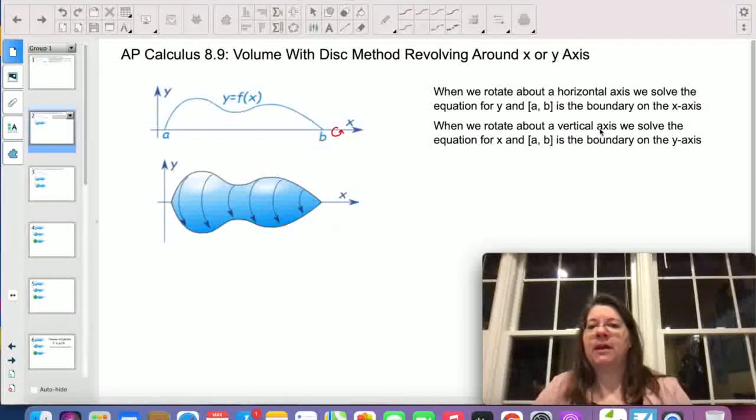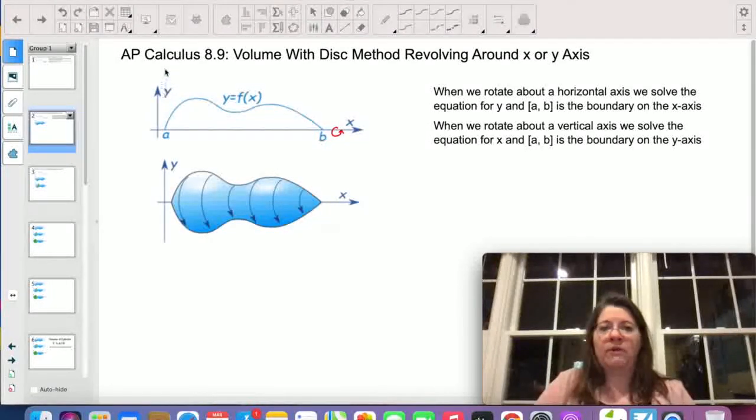If we rotate about a vertical axis like the y-axis or something like the line x equals 2 or the line x equals -1, then we are going to solve the equation for x, and our boundaries are going to be coming from the y-axis. Whatever the highest and lowest points are on the function that we're talking about would be your boundaries or your intervals. And that idea is very similar to what we did when we did cross sections.